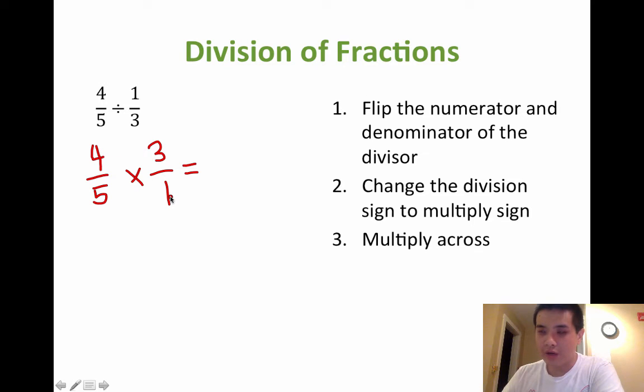4 and 1 don't have any common factors besides 1, and 5 and 3 don't have any common factors besides 1, so we can't simplify. So we just multiply across. We have 4 times 3, which is 12, over 5 times 1, which is 5. So our final answer as a mixed fraction is going to be 2 and 2/5.